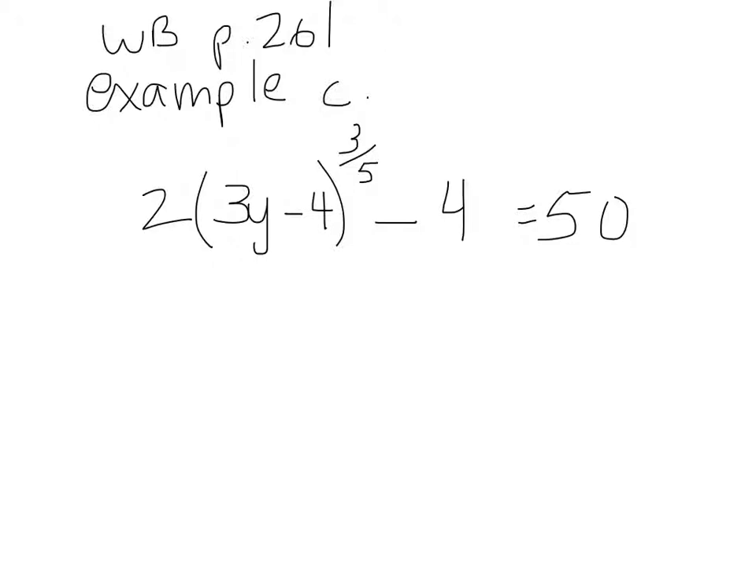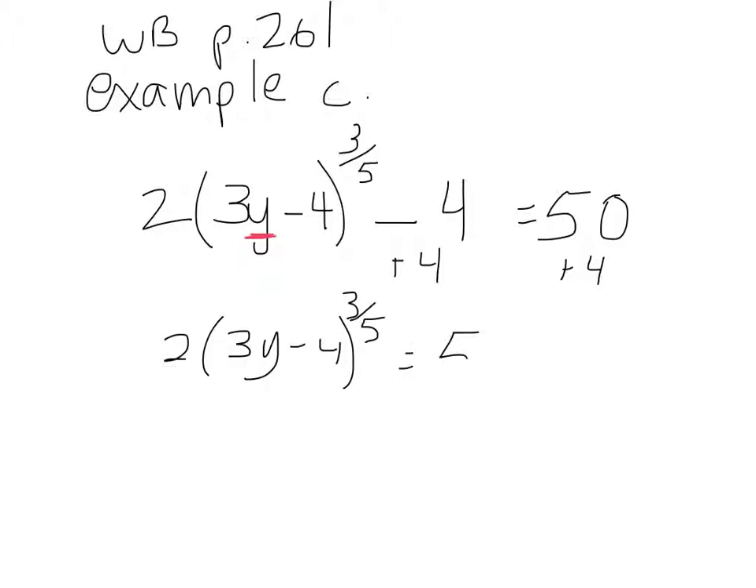This is an example where the exponent is in the base, and therefore our job is to try to isolate that exponent. We're going to begin by moving over the 4, adding 4 to both sides, and then we'll be getting rid of this 2 over here. So we got 3y minus 4 to 3/5 equals 54. Now divide everything by 2. So what we're doing is isolating the part of the equation that has that fractional exponent, and that's this part right there.